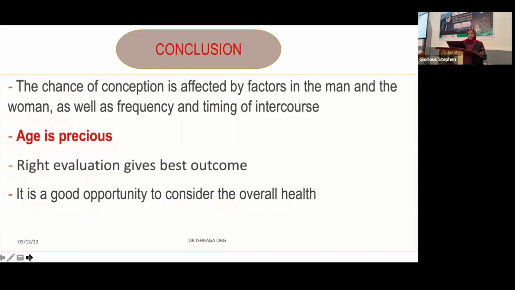In conclusion, the chance of conception is affected by factors in the man and the woman, as well as frequency and timing of intercourse. Age is precious. Right evaluation gives the best outcome. It is a good opportunity to consider the overall health, and treat all comorbidities to get a healthy pregnancy and a healthy baby.